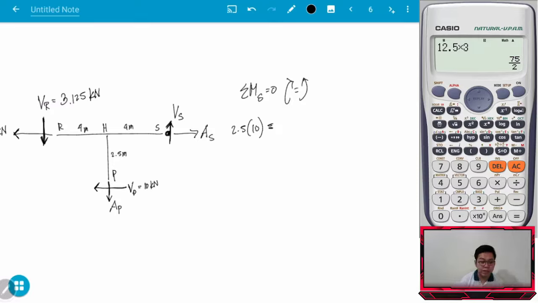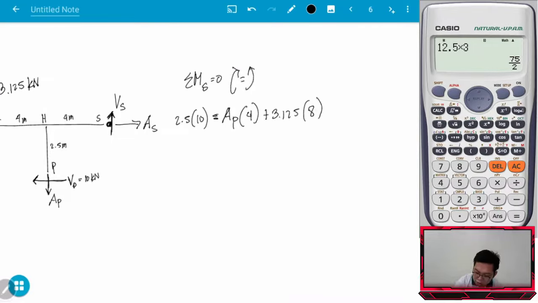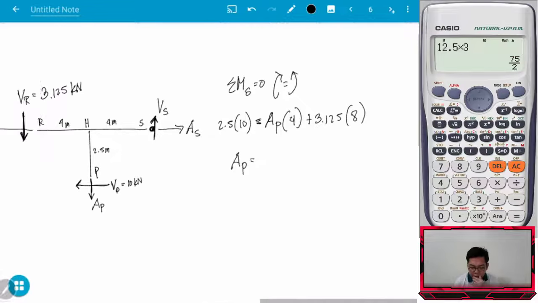Ano yung mga counterclockwise moments, guys, with respect to S? So, yung counterclockwise, you have AP at saka VR. So, this is actually AP multiplied by the moment arm na 4, and then yung VR na 3.125. Ang moment arm niya with respect sa S is actually 8 m. Okay? So, with that, you can actually solve AP, guys. I hope okay kayo sa mga moment arms. Okay, so check na natin: 2.5 times 10, that must be equal to 4x, plus 3.125 times 8. Shift solve natin. Yan, 0. Meaning, yung AP natin is actually equal to 0.